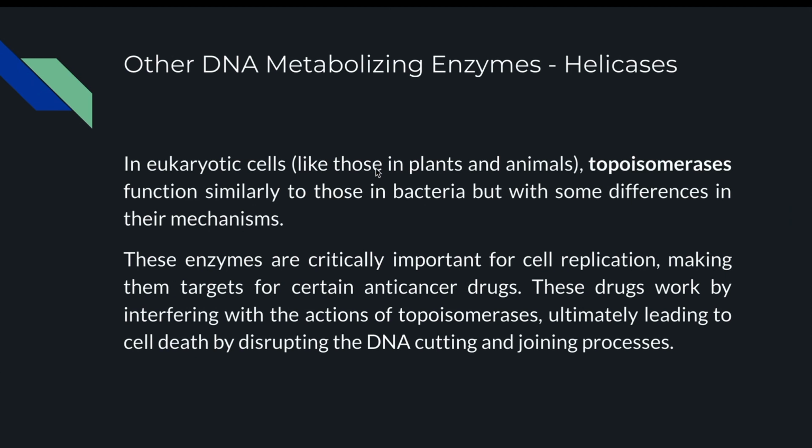In eukaryotic cells, like those in plants and animals, topoisomerases function similarly to those in bacteria, but with some differences in their mechanisms. These enzymes are critically important for cell replication, making them targets for certain anti-cancer drugs. These drugs work by interfering with the actions of topoisomerases, ultimately leading to cell death by disrupting the DNA cutting and joining processes.